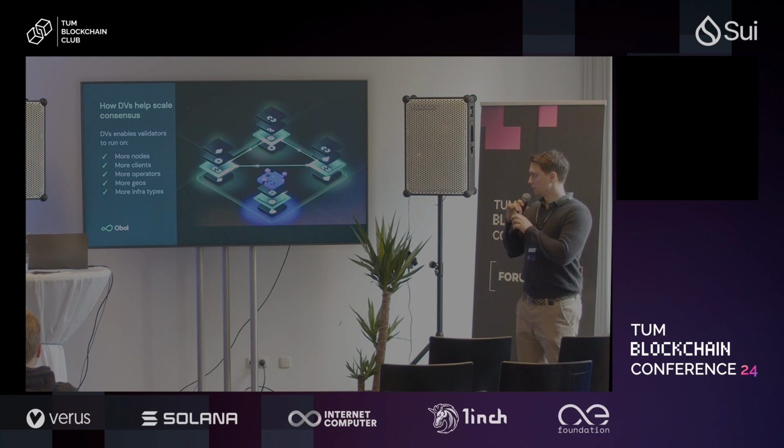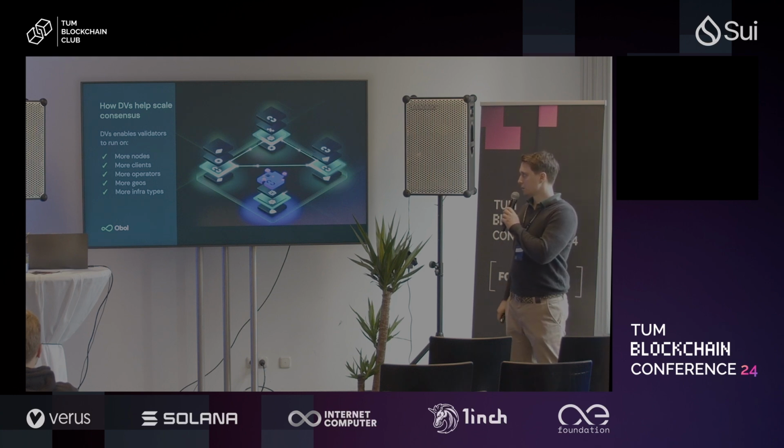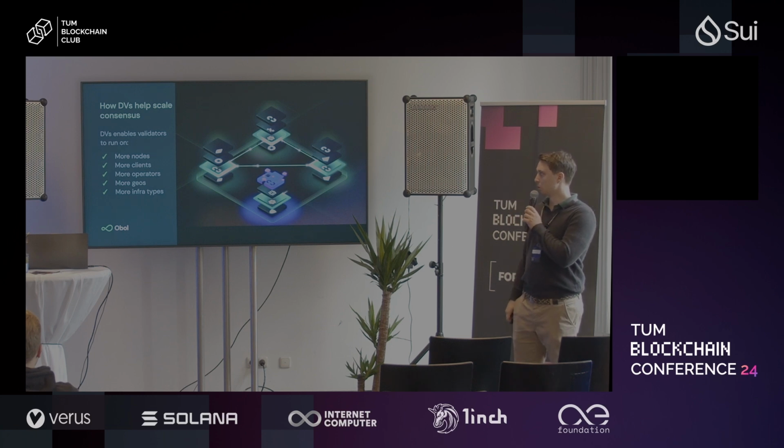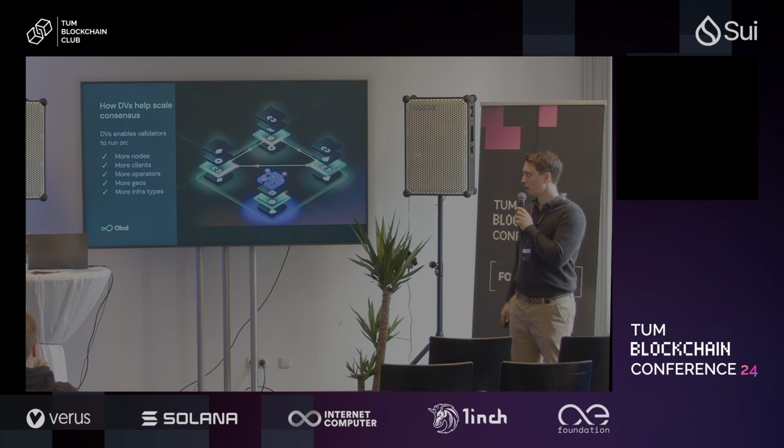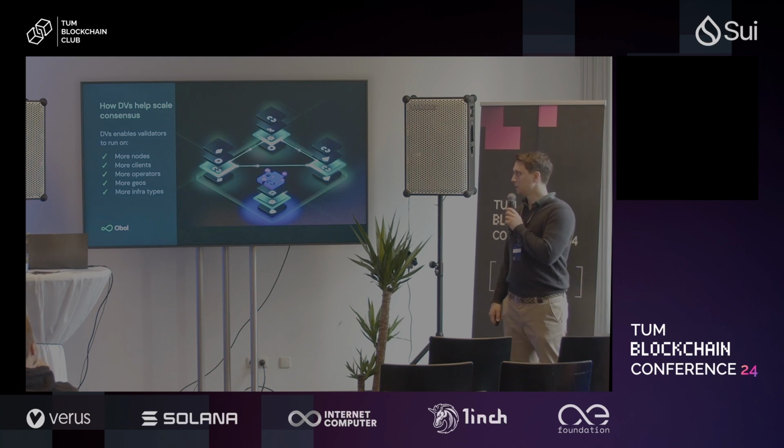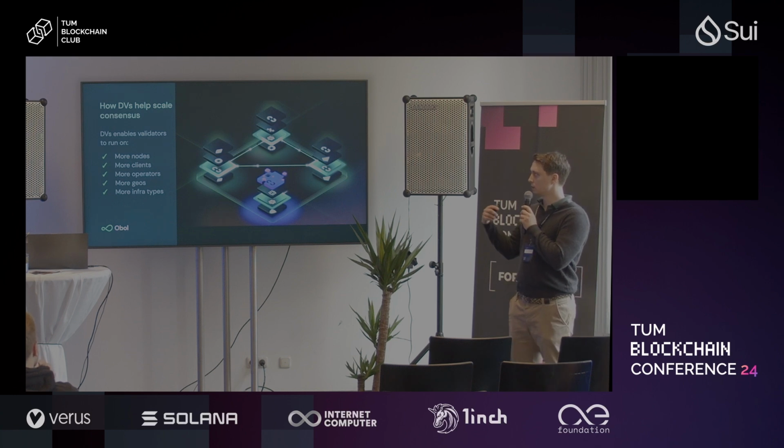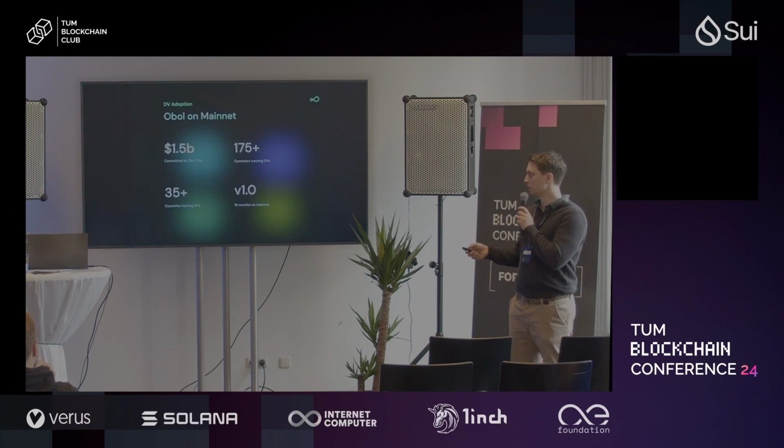So if you think about how a DV could help scale consensus, well, it enables validators to be run on more nodes. Each node can have a unique client stack, so if there's a bug with a single client, it only affects one node, and it doesn't affect the entire validator. You can have more operators because each of these nodes can be run by a different party, so you can have 4 different people validating together. You can have more geographies because each node can be run in a different geography, and more infrastructure types, because each node can be run on a different type of hardware. So you're really baking diversity and decentralization directly into a single validator, which has not been possible before.